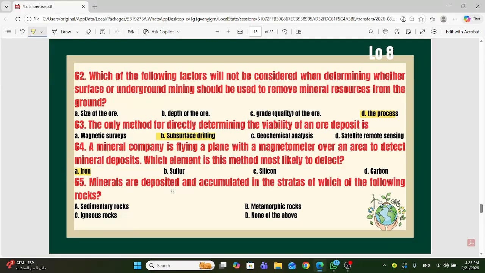Minerals are deposited and accumulated in strata of which of the following rocks: sedimentary rocks, or metamorphic rocks, or igneous rocks, or none of the above? No, sedimentary rocks.